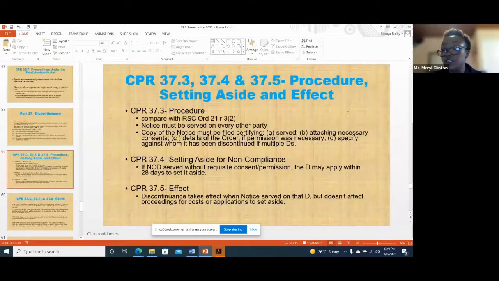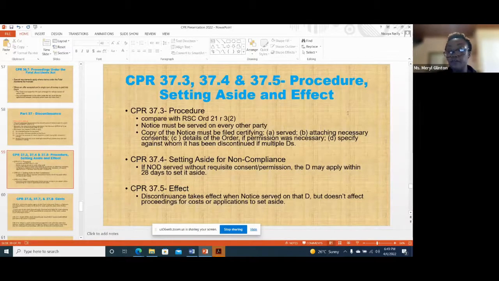37.3 sets out the procedure. Notice of discontinuance must be served on every other party, and a copy of the notice must be filed certifying that it was so served. And attached to that notice, you will have to attach any consents that were necessary for you to discontinue the action, and or the details of the order if permission was necessary for you to discontinue. Under 37.4, if notice of discontinuance is served and they required permission from the court but did not obtain it, then any party who is served with that notice can apply to set it aside within 28 days.